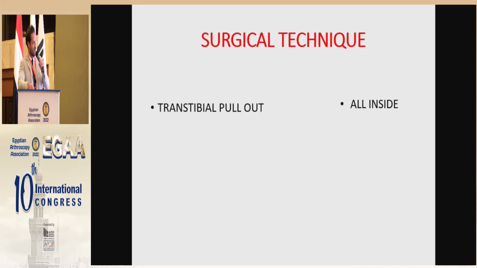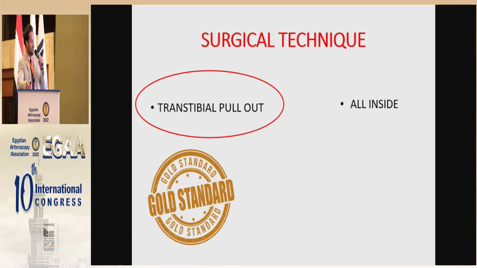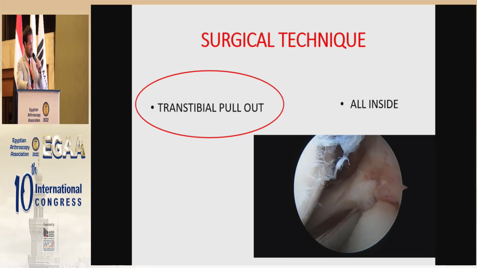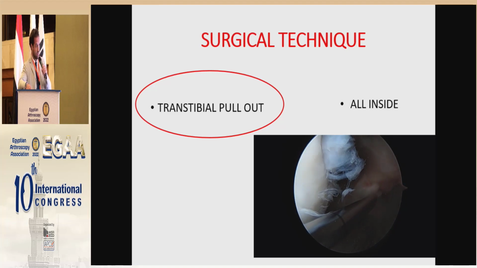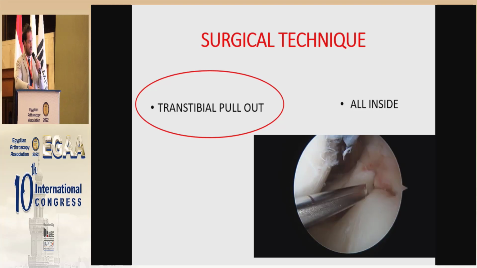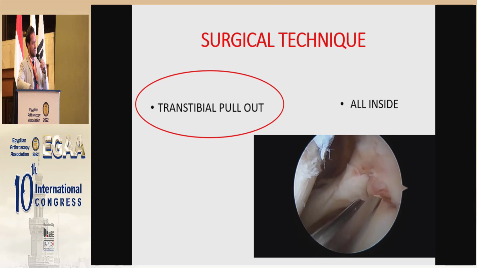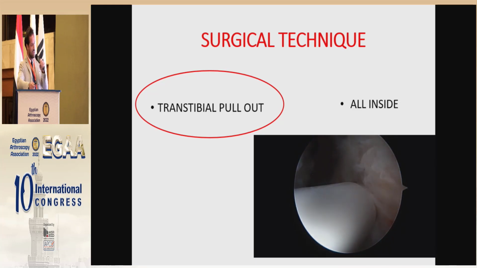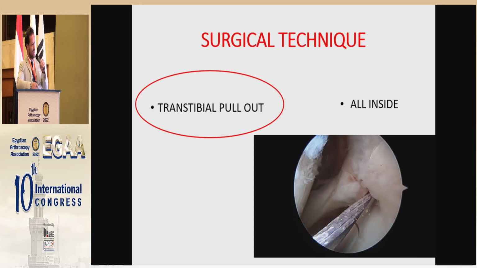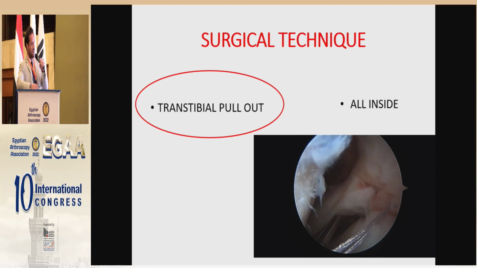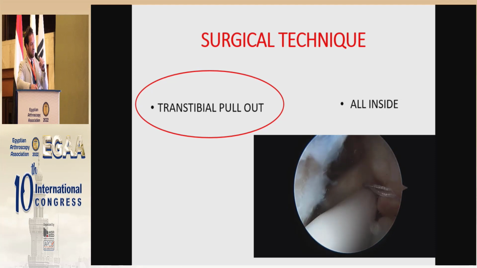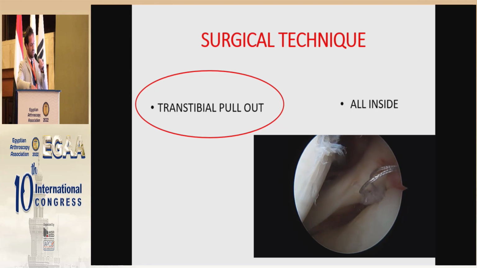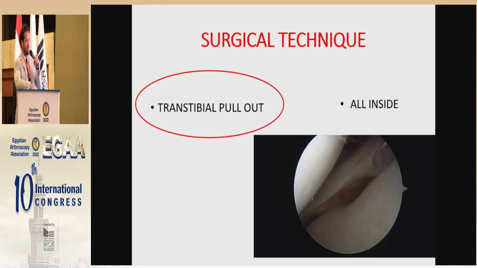What about surgical technique? Transtibial pull-out is the gold standard, but there is a little case in which you can use the all-inside procedure. This is my patient, 25 years old. Twist, you have a ramp lesion of the medial meniscus, ACL rupture, and this lesion of the lateral meniscus. You can see a partial detachment of the root and the incomplete radial tear of the horn. It's a type 1 by LaPrade.